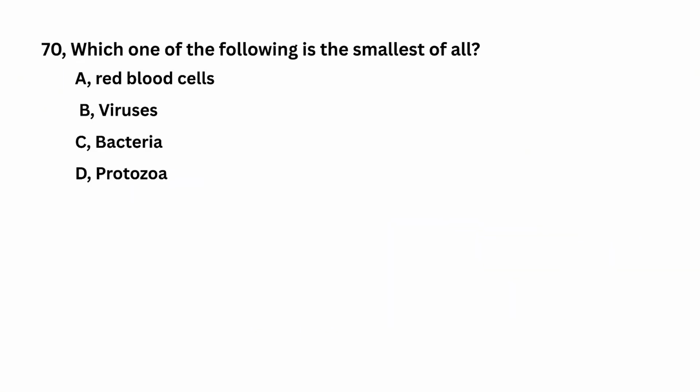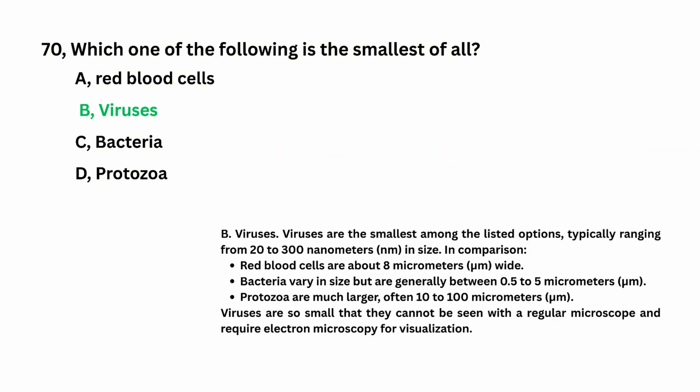Which one of the following is the smallest of all? Red blood cells, viruses, bacteria, protozoa. Virus is the answer.